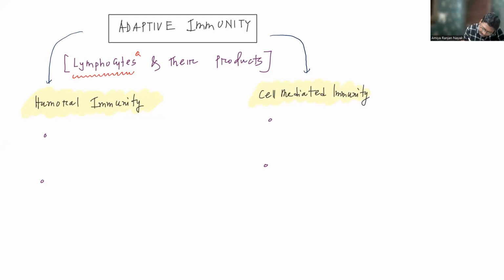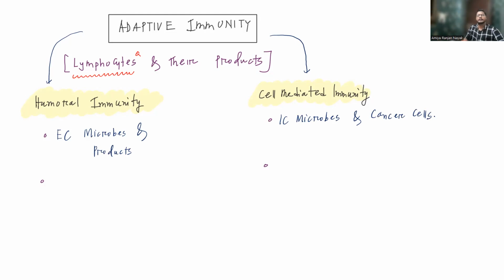Humoral immunity is against the extracellular microbes and their products. And cell-mediated immunity is against the intracellular microbes and cancer cells. Okay. Adaptive immunity can be divided into humoral immunity and cell-mediated immunity. Humoral immunity is against the extracellular microbes and their products. Cell-mediated immunity is against the intracellular microbes and cancer cells.